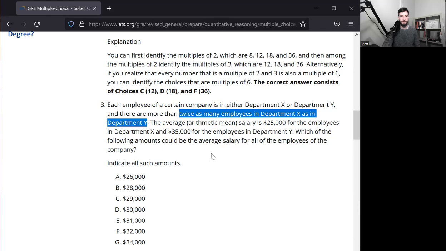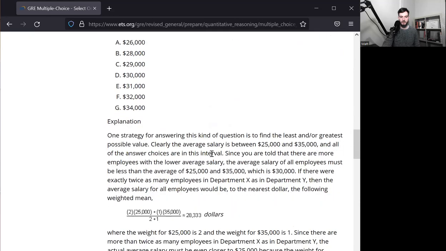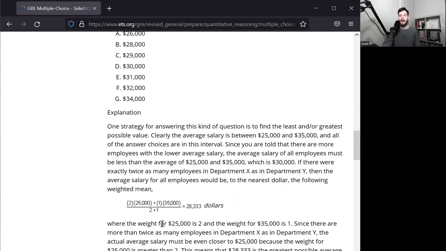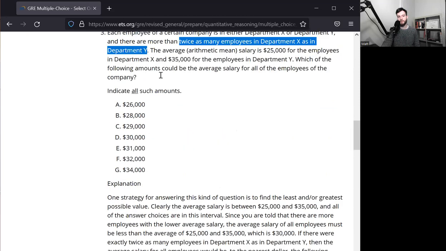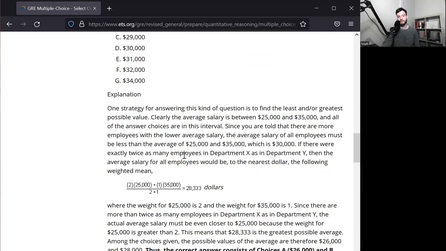They actually solve it for you, I believe. Yes, they do it here. An average is the total over the number of things being measured. So we have 2 at 25,000 and 1 at 35,000 divided by the number of employees, which is 3. That would be the average, given that there are exactly twice as many in X than Y. This is our maximum extreme. Our minimum extreme was 25,001 cents. Our maximum extreme is here.